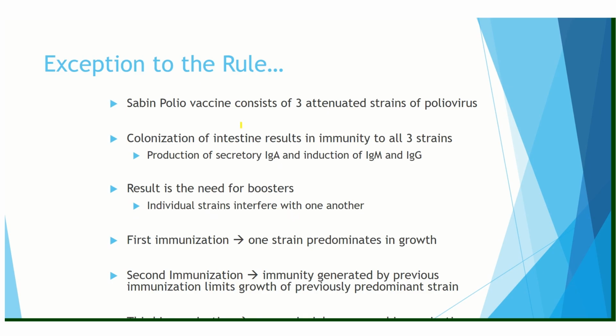So in that case, we need to talk about the first immunization, second immunization, and third immunization. What is the first immunization? That's one-strain predominance and growth. How about the second one? Immunity generated by the previous immunization limits growth of previously predominant strains. How about the third immunization? It follows the same principle as the second immunization.